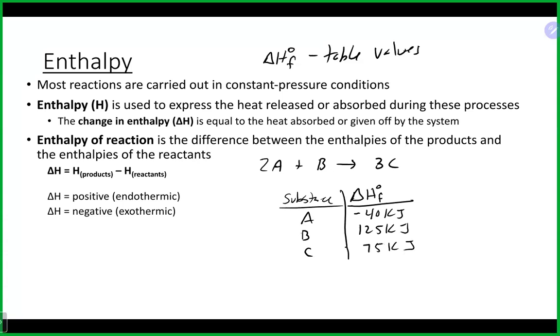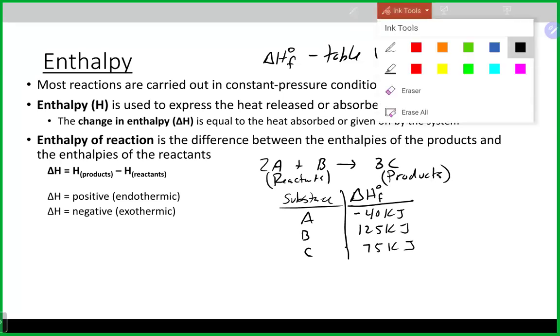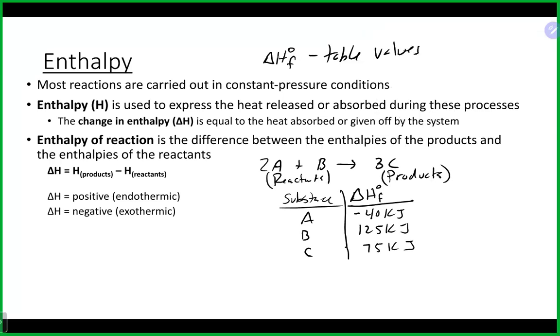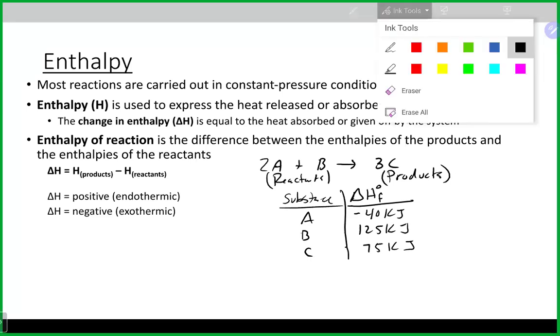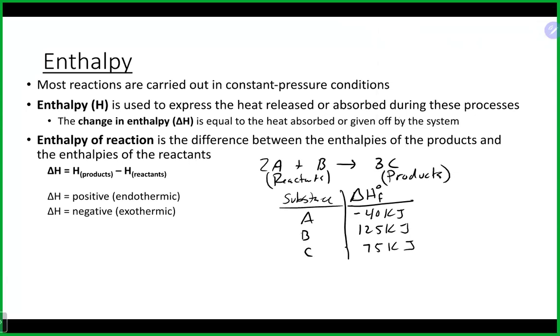Kilojoules. All right, so remember again, on the left-hand side of the arrow, these are our reactants. And on the right-hand side of the arrow, these are our products in this case. Now, we're going to assume the balanced equation in this case, and we want to calculate the delta H for this reaction. So to do this, we are going to take our products minus our reactants. But there are a couple of things that we have to take into account when we have a reaction like this.